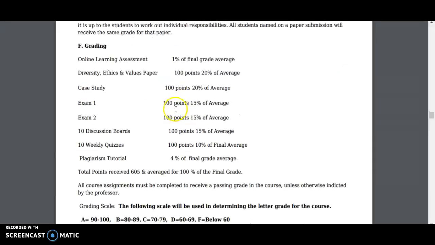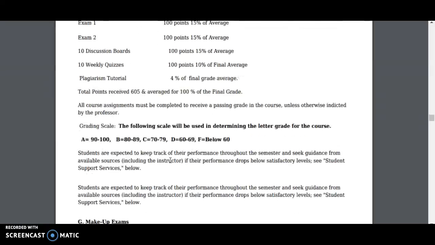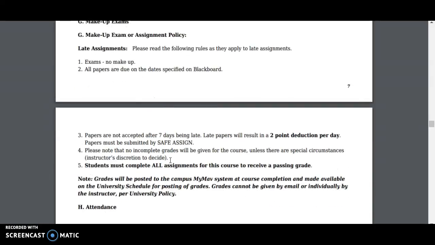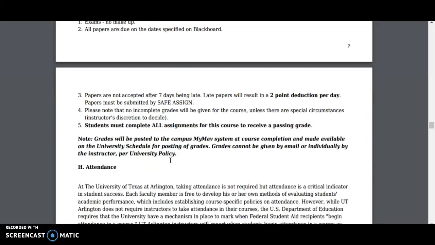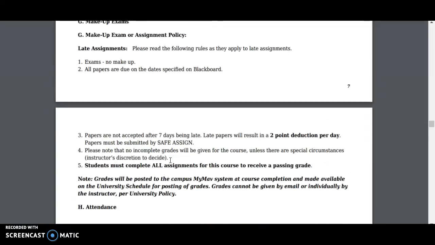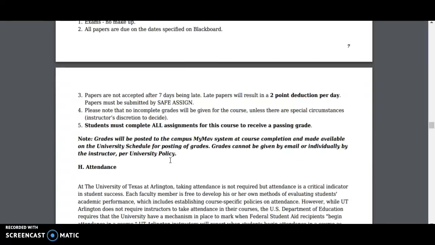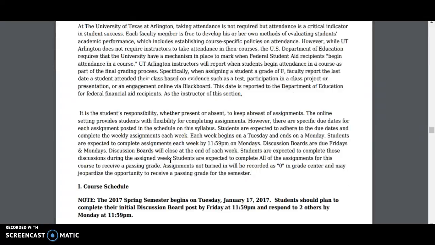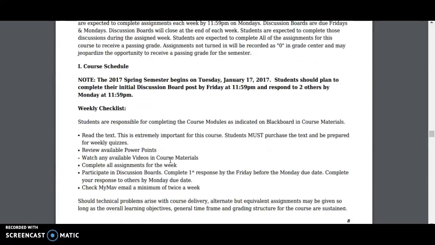Here's the grading. Again, apologies for the formatting here. It's just odd. But here is everything that you need to do and how it's graded. I do see a couple more glitches, so I'm going to update the syllabus. But this will help you understand what is provided in the syllabus. There's a course schedule.